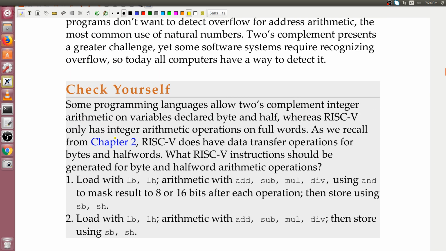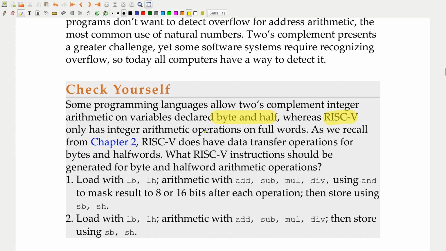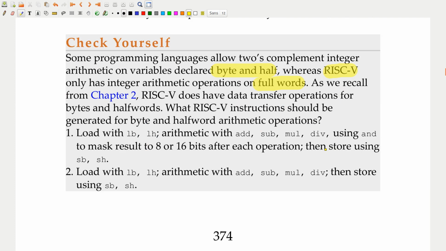Okay, so we have a check yourself. Some programming languages allow 2's complement integer arithmetic on variables declared byte and half, whereas RISC-V only has integer arithmetic operations on full words. So this basically says that if we're going to do an operation, yeah, that's true. So this basically just says that in RISC-V, when we're going to add and subtract signed numbers, they have to be the full 32-bit signed numbers. We can't do any funny tricks where we're doing 8-bit or 16-bit addition. RISC-V basically says, okay, you can only do it on 32-bit.